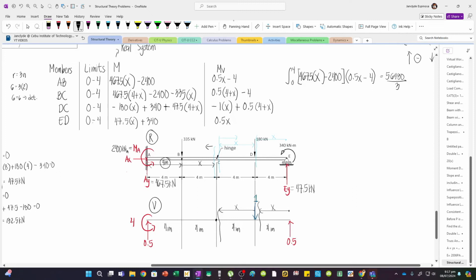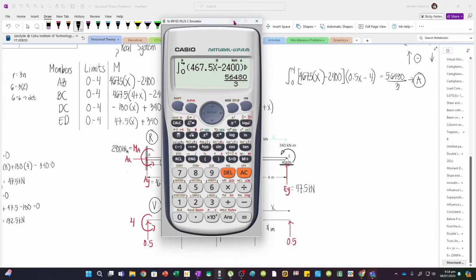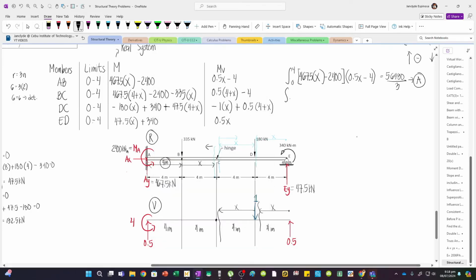Now, i-store ko na lang yan sa A. So, shift store A. Yan. And then for the second segment, I have 0 to 4 and then 467.5 times 4 plus x minus 24 minus 335x. This is m. And then multiplying this by mv, we have 0.5 times 4 plus x minus 4.